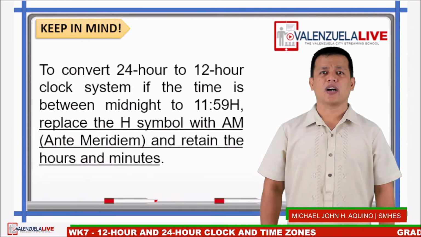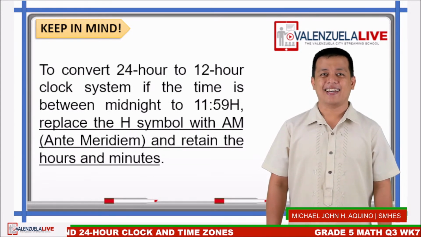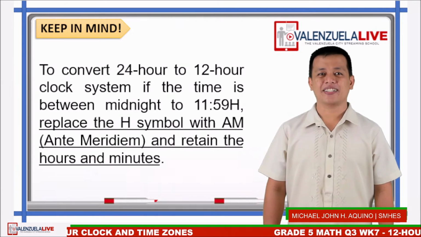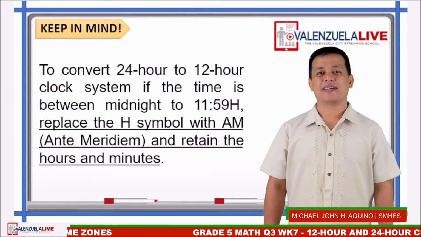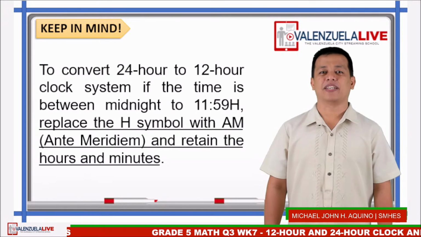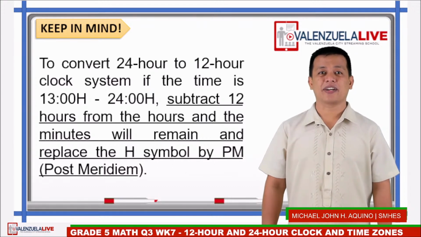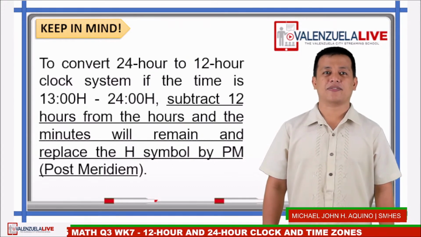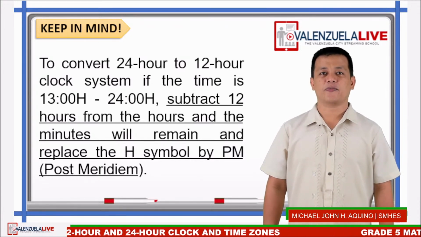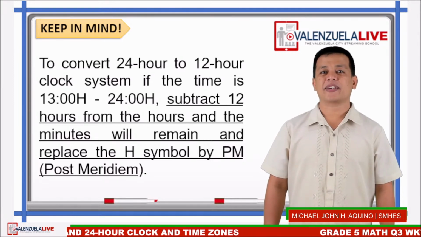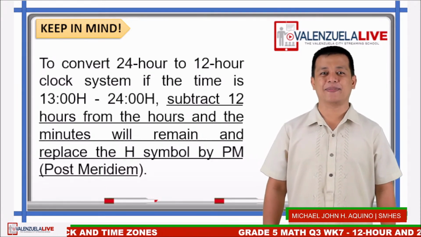To convert 24-hour to 12-hour clock system, if the time is between midnight to 11:59 hours, replace the H symbol with a.m. or ante meridiem and retain the hours and minutes. If the time is 13:00 to 24:00, subtract 12 hours from the hours, the minutes will remain, and replace the H symbol with p.m. or post meridiem.